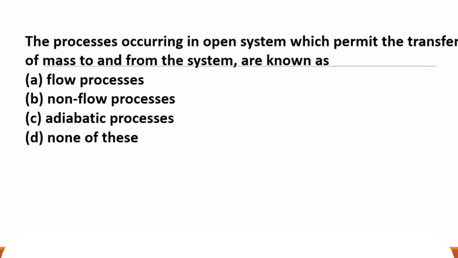Next question, the process occurring in the open system which permits the transfer of mass to and from the system is known as option A flow process, option B non-flow process, option C adiabatic process, option D none of the above. The correct answer is option A flow process.